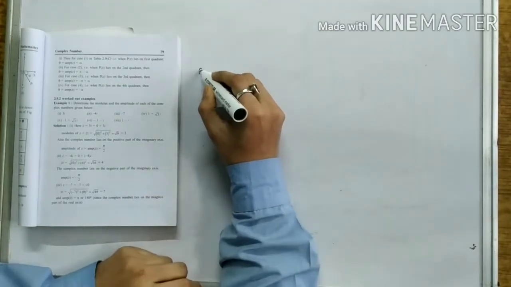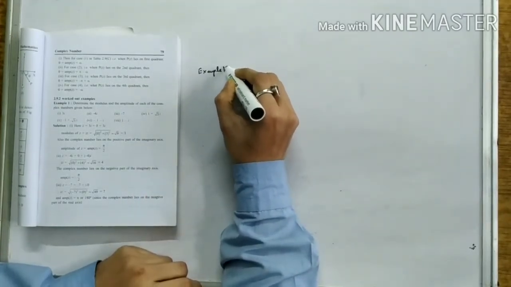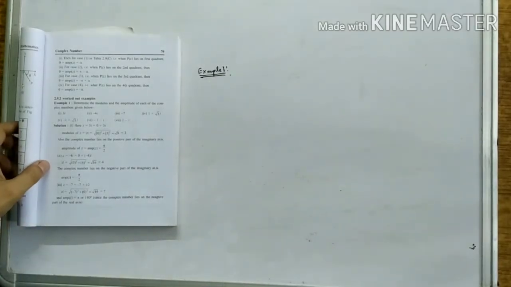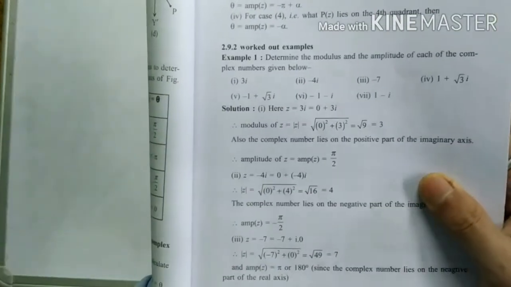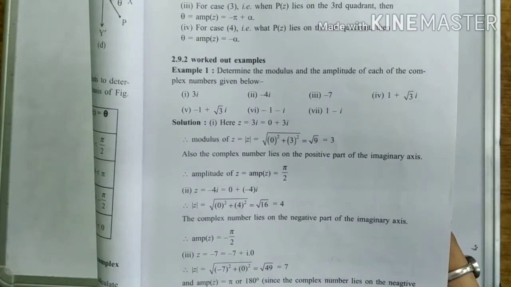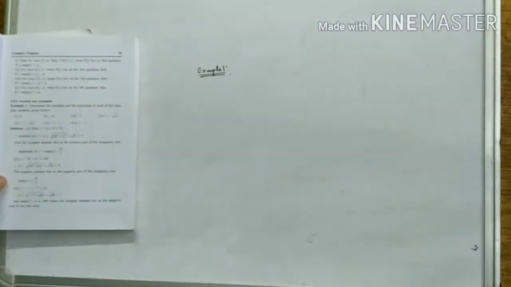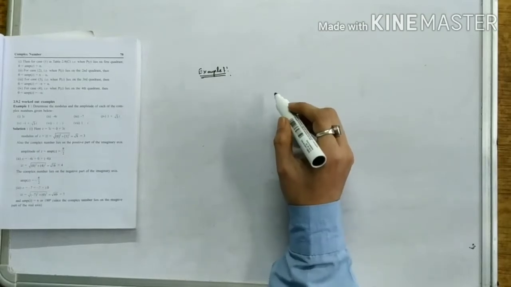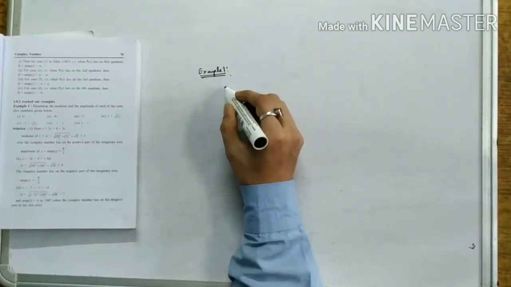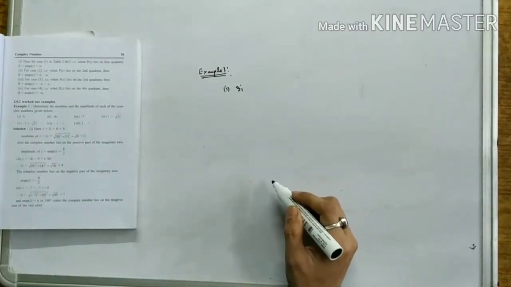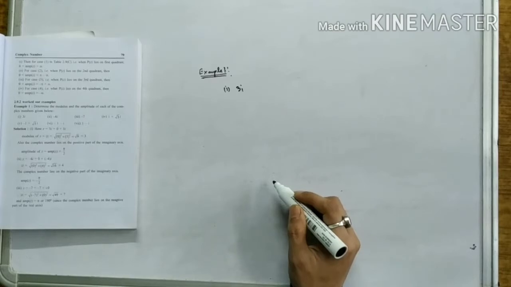So now in here you see example 1. It is given: determine the modulus and the amplitude of each of the complex numbers given below. The first one is 3i.